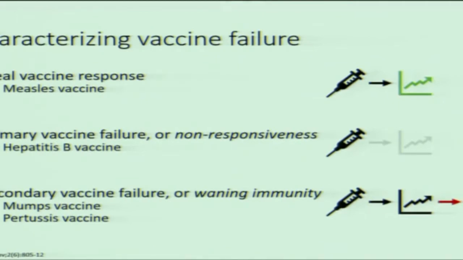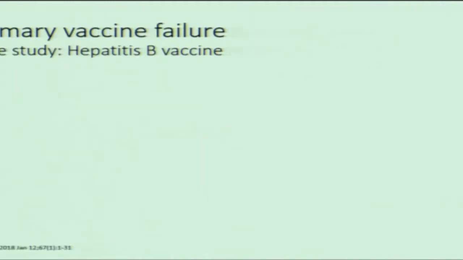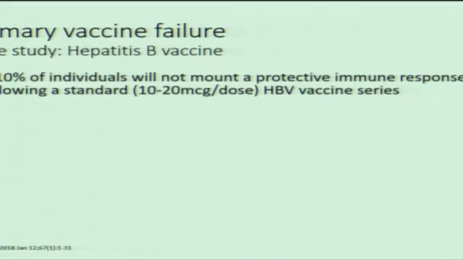And most recently, the vaccines that have been publicized as having secondary vaccine failure are the mumps vaccine and pertussis vaccine. So let's focus in a little bit on hepatitis B vaccine. About 5 to 10% of individuals will not mount a protective immune response to hepatitis B vaccine, despite a standard dosing series of the currently available hepatitis B vaccine.